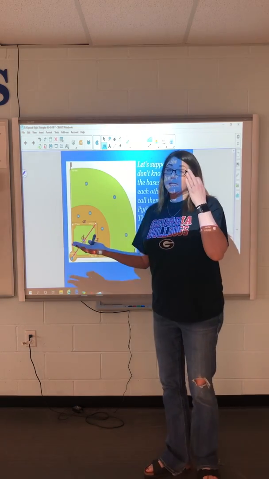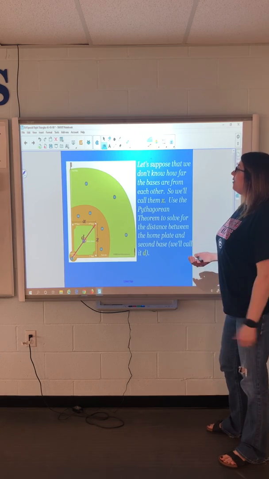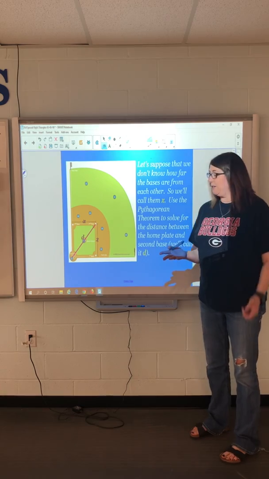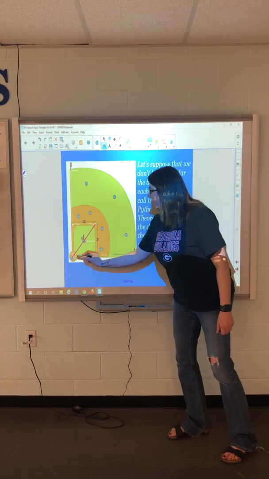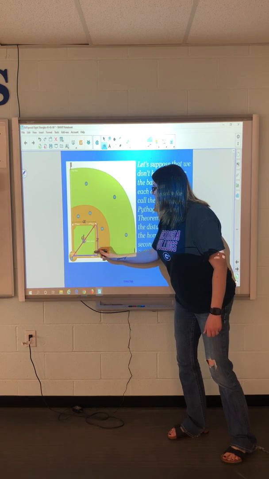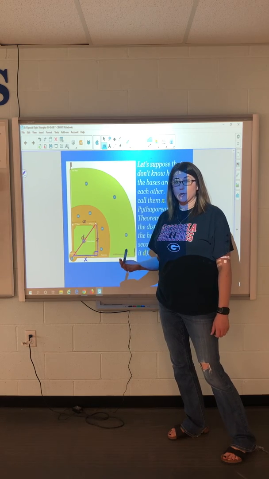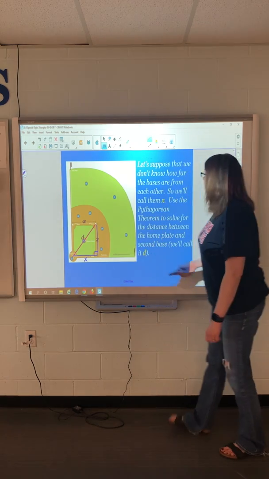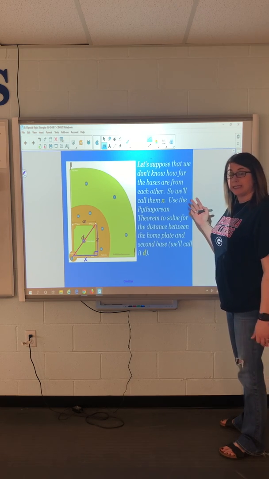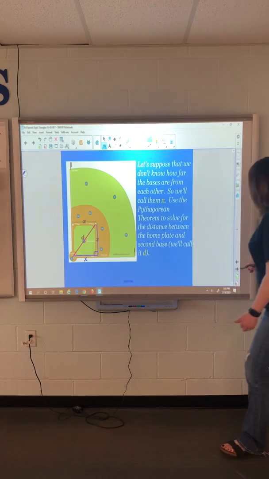All right, so here this scenario says, let's suppose that we don't know how far the bases are from each other. So what if you were on a different baseball field and they weren't 90 feet apart? We don't know what that would be. Let me draw my triangle again real quick. So we've already labeled this side x. This side is also going to be x, because remember, this is an isosceles triangle. And it says that we are going to use the Pythagorean theorem because we still want to come up with that distance from home plate to second base.